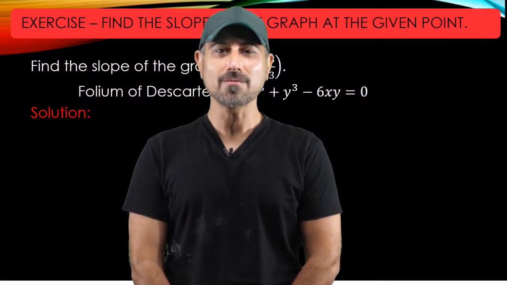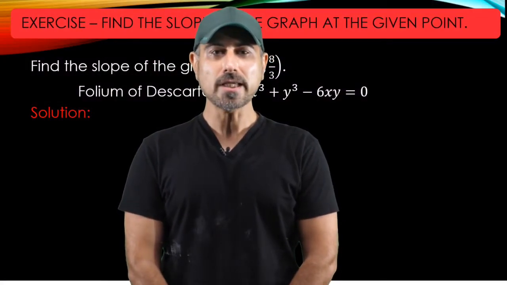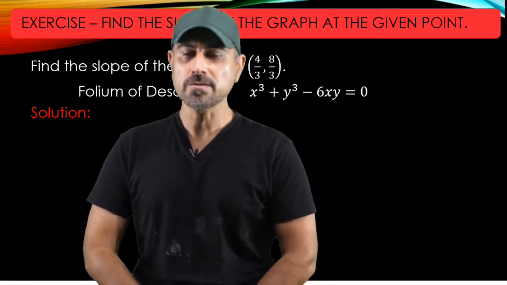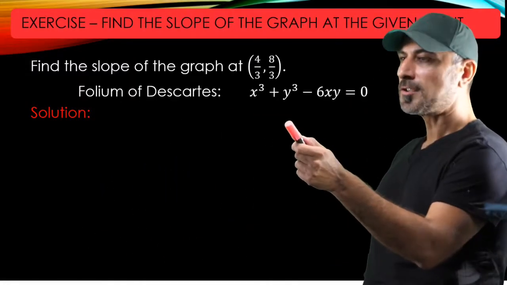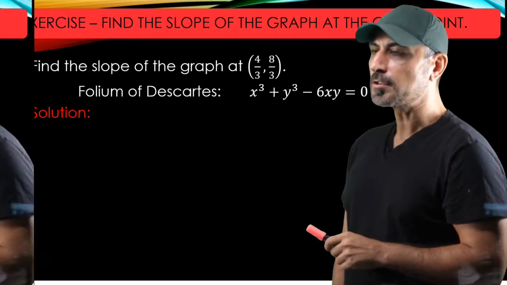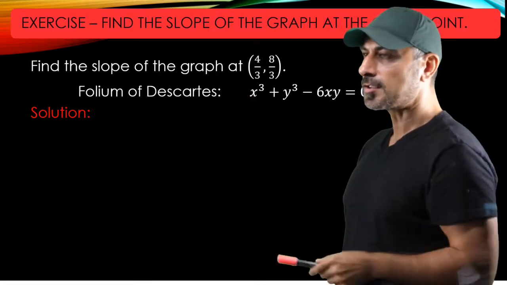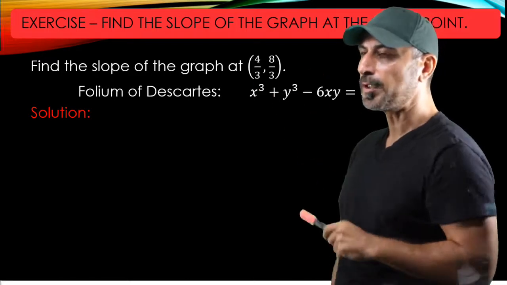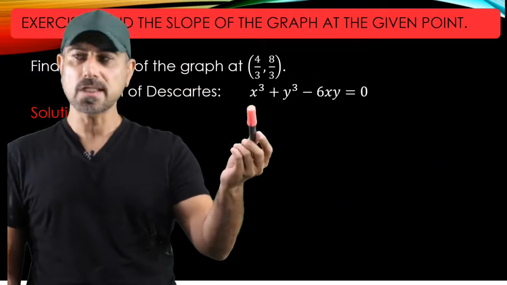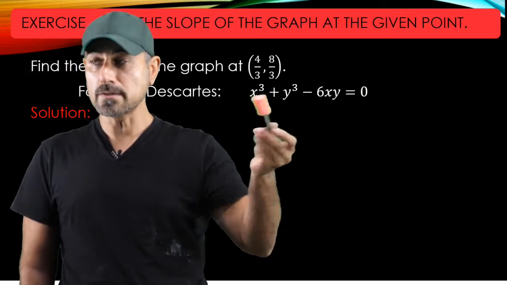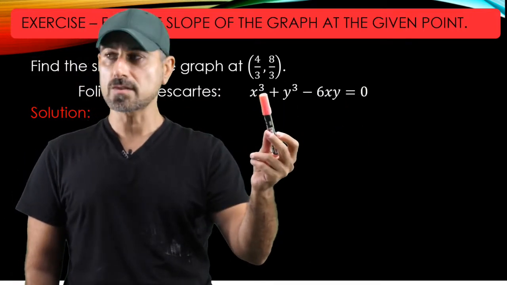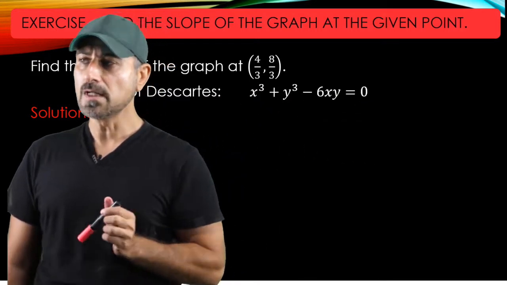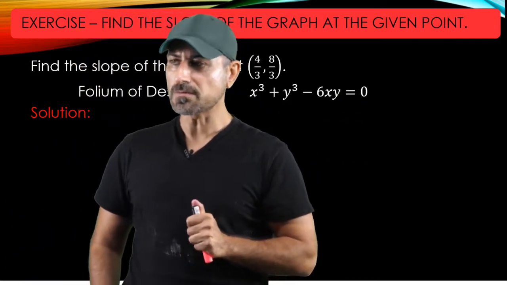Hello, welcome back. We're going to have another application of implicit differentiation to a function given in the implicit form, and this function is called the Folium of Descartes. The question is in fact asking for the slope of the tangent line to the graph of the implicit function at this point. Since we can't solve this equation for y, and it's obvious that the expression of the function is implicit, we're going to use the rules of implicit differentiation.